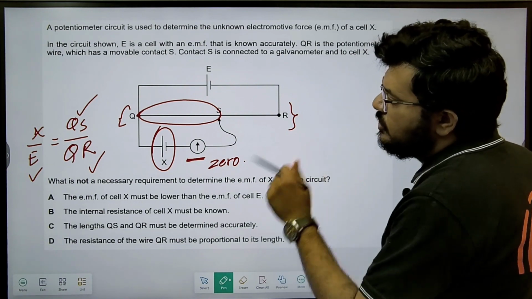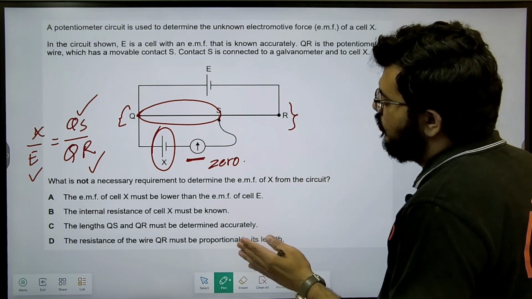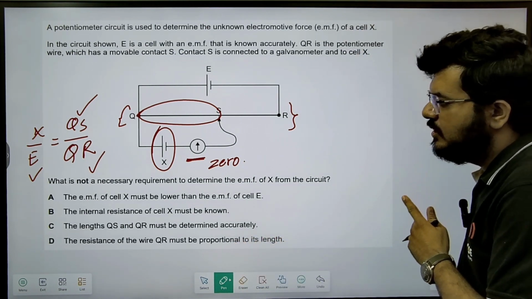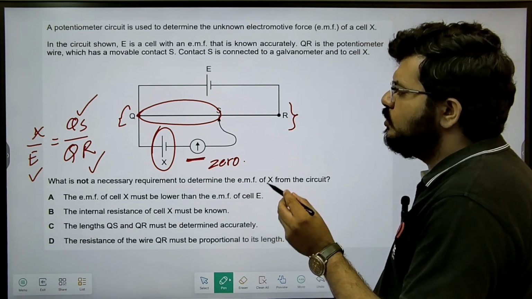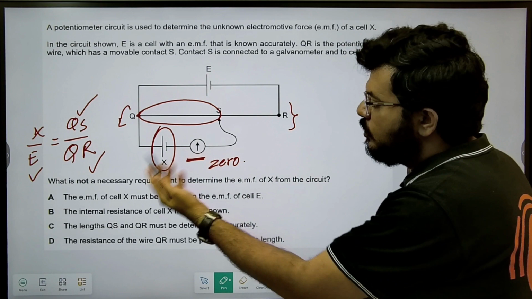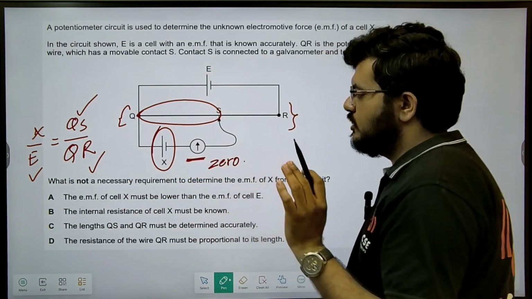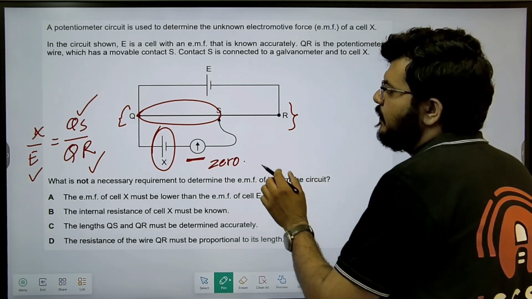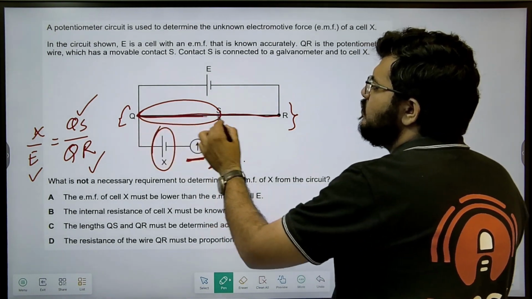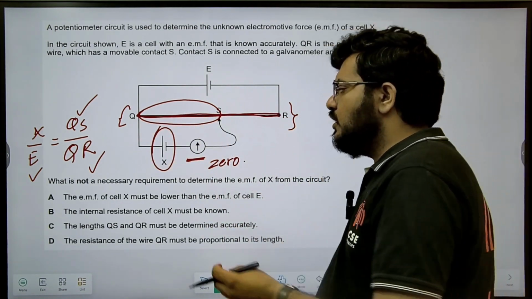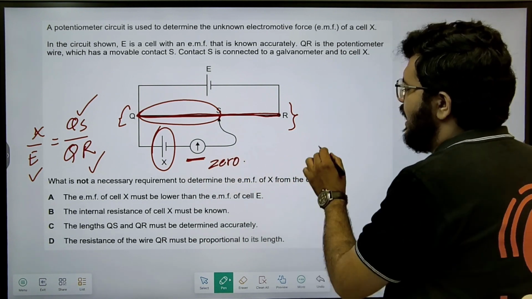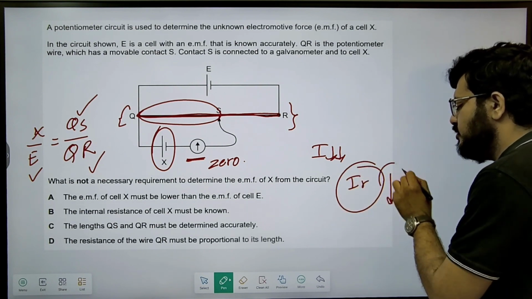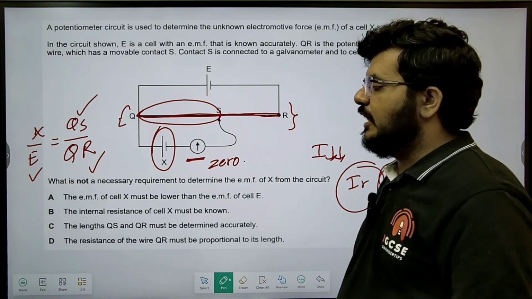Now let's see what is not necessary. The EMF of cell X must be lower than the EMF of cell E to determine X from the circuit. Okay, it should be lower, and we are finding a condition that is not necessary. The internal resistance of cell X must be known. Now see, if the resistance of QR is much higher, then you don't need to know the resistance of X. Okay, because if I is very small, I into R, the lost volts is going to be even smaller, right? And therefore it can be ignored.